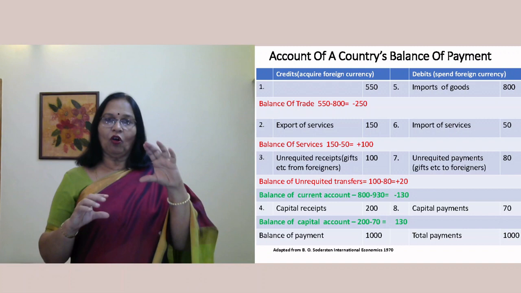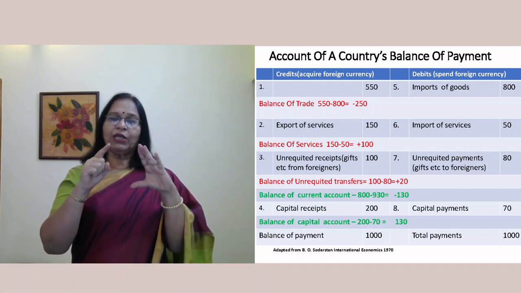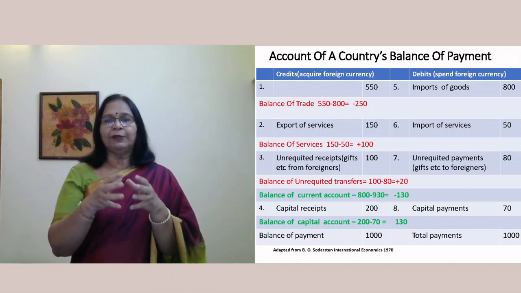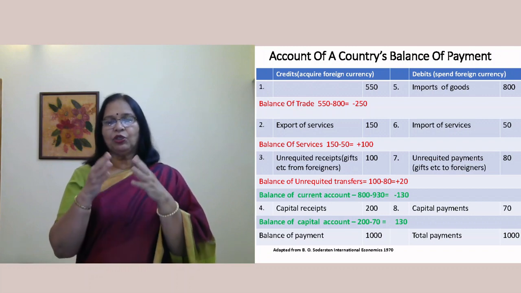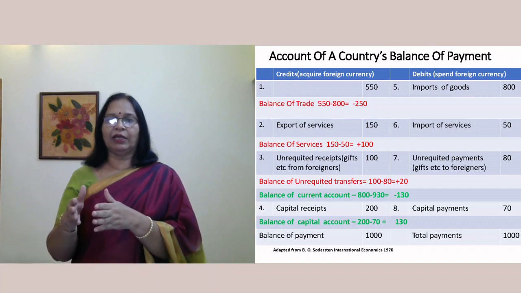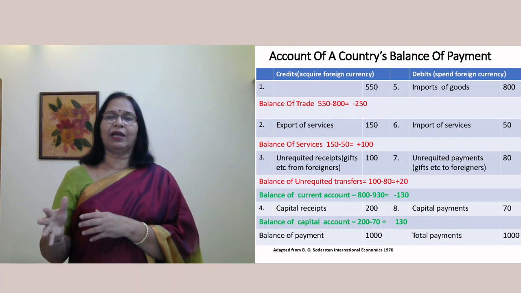Then we add all these three items, balance of trade, balance of services and unrequited items, together. So the total credit is 800 and the total debit is 930. So 800 minus 930 is equal to minus 130.